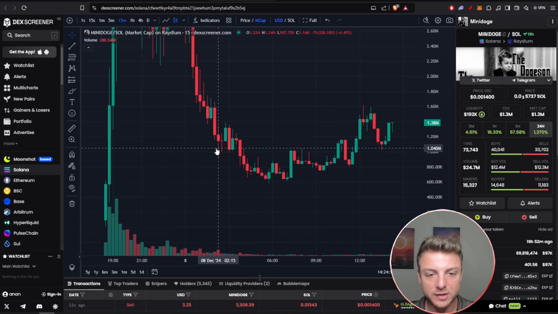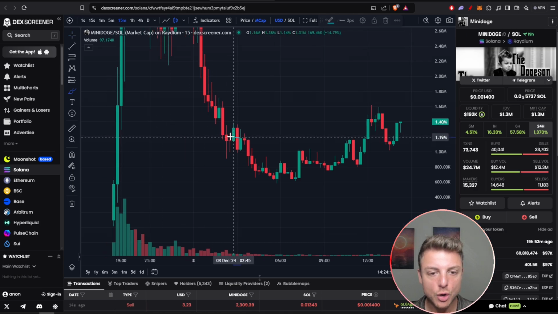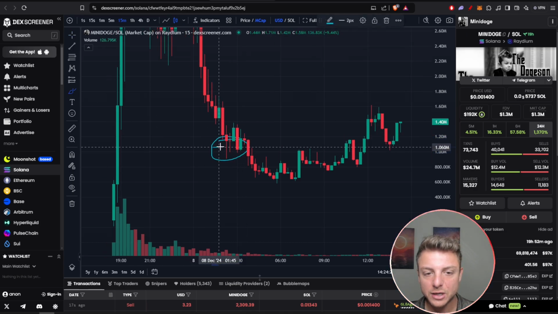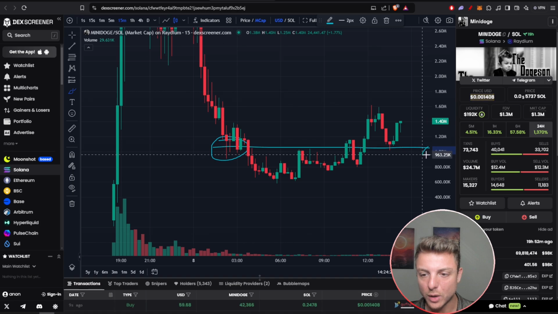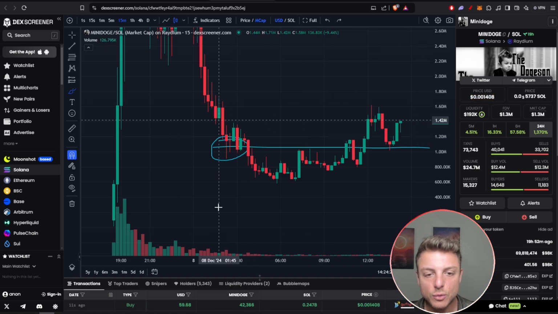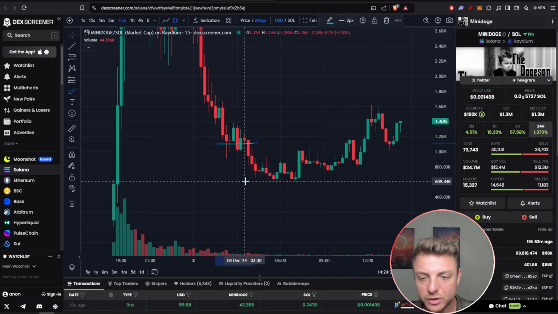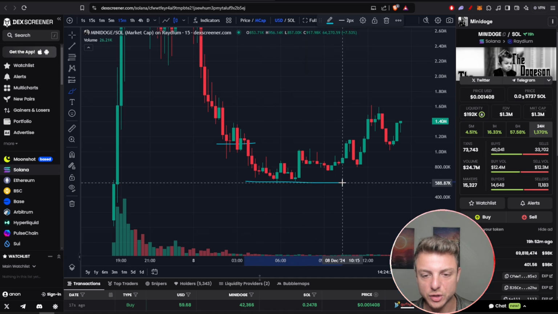Initially, we would have thought that this $1 million market cap zone would actually hold as support. You can see on this right hand side, this is where the $1 million market cap zone is. We clearly pushed below that, another zone in the market being that $500,000 level, and that's exactly where we began to turn.